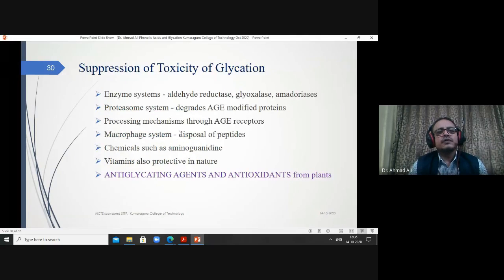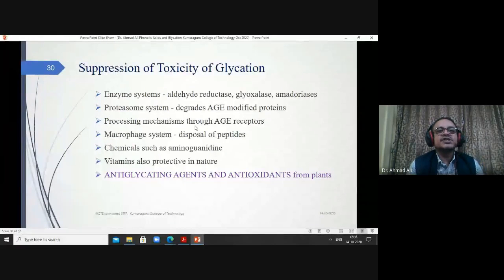So does the body have a mechanism to control this? Yes, the body has an intrinsic mechanism. Normally also, not only in diabetes, we produce glycation products, but the body has a mechanism to control them. The harmful effect of glycation is shown only when the person is hyperglycemic for a longer period of time, and that longer period of hyperglycemia leads to an accumulation of glycation products in the body.